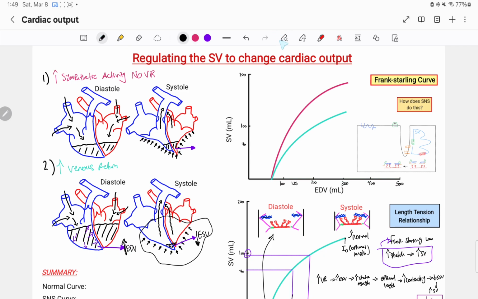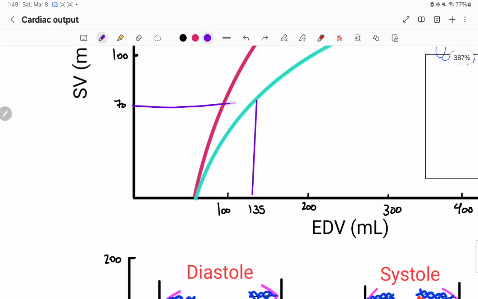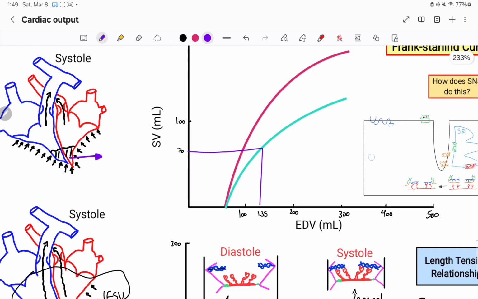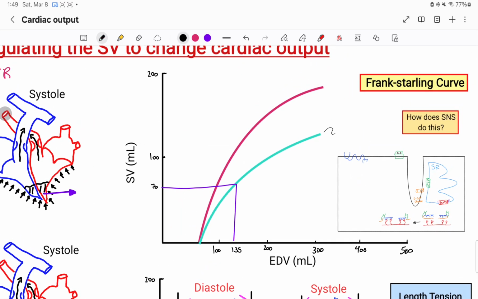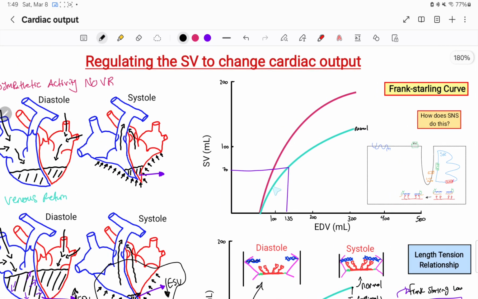If there's no venous return, let's take this right here. Again, an end diastolic volume of 135, okay? And we know that that correlates to about a what, guys? To about a 70 milliliter stroke volume in a normal person. But now let's say there's going to be sympathetic stimulation of the heart. Which part of the heart? The SA node? No, not really, because we said regulating the stroke volume, not the heart rate.